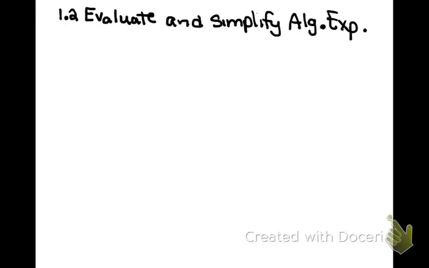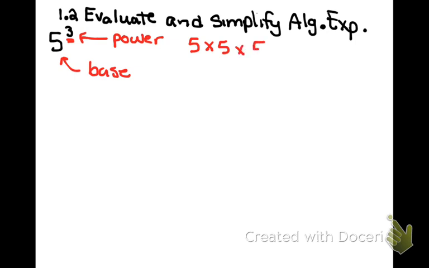Today we're on lesson 1.2, evaluate and simplify algebraic expressions, and everything we do here is something you've seen in Algebra 1. So we're going to start off with 5 cubed. I just said the 3 is cubed. It's the power or the exponent, and the 5 is the base. And the power, which is 3, tells me how many times 5 is a factor. So 5 is a factor 3 times. 5 times 5 times 5.